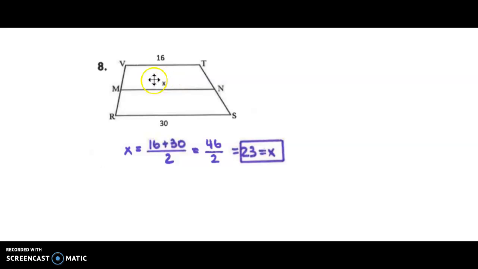So here, quick example. X is the midsegment, 16 plus 30 divided by 2.